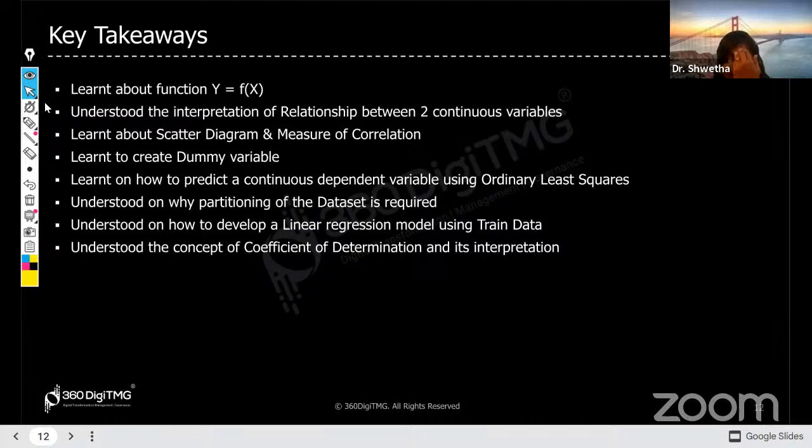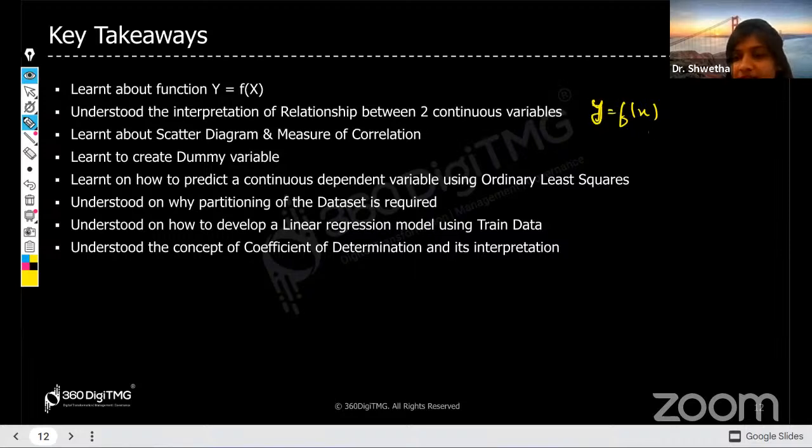Now, what are the key takeaways we have learned in this? First, the function y equals f of x: how y is dependent on x, or how a change in x is changing y. We understood the interpretation of the relationship between two continuous variables. How do we interpret? We go for the scatter plot and also look at the relationship between x and y.